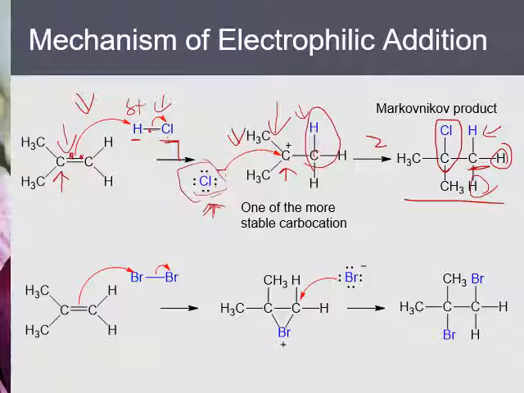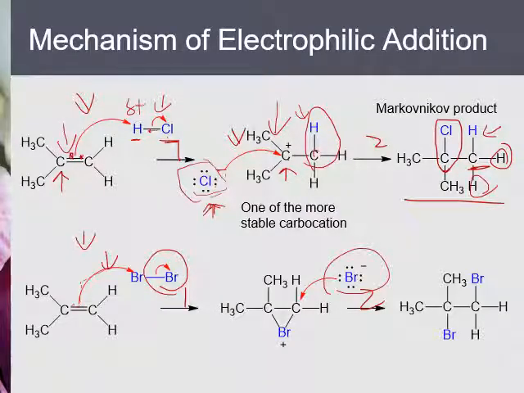Similarly, for the reaction of bromine, you also have two steps. In the first step, the two electrons of the pi bond move, draw the arrow towards the bromine to form a carbon-bromine bond, and another bromine leaves to form a bromide.